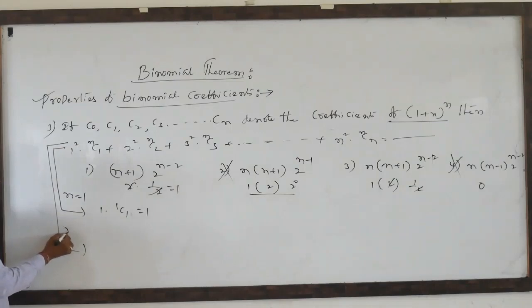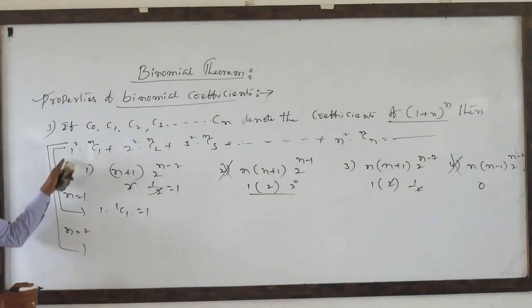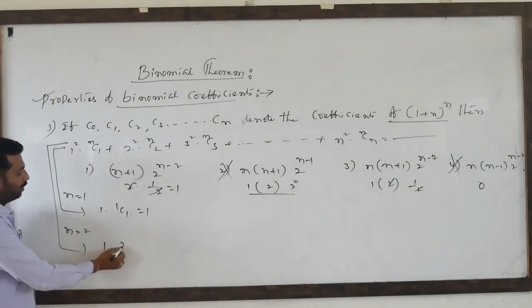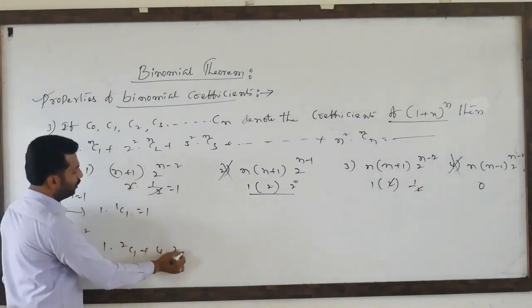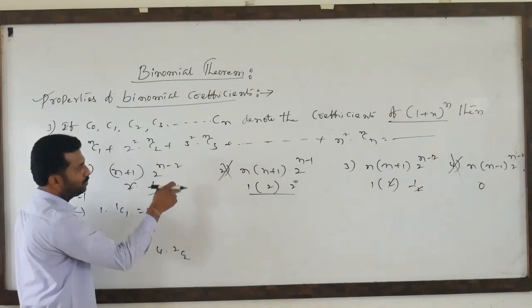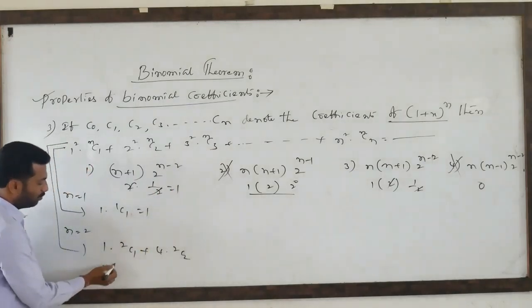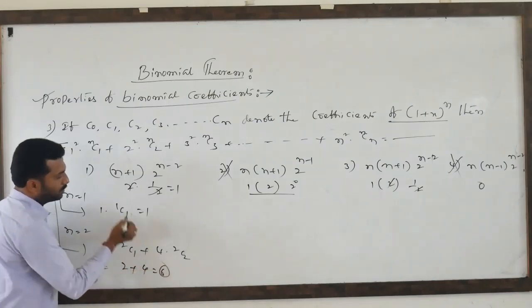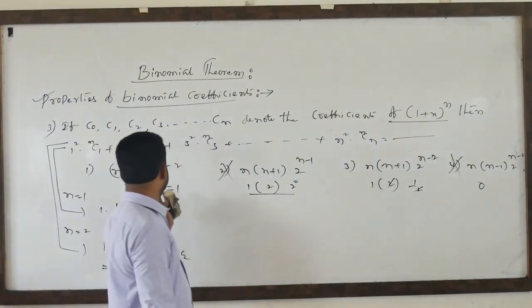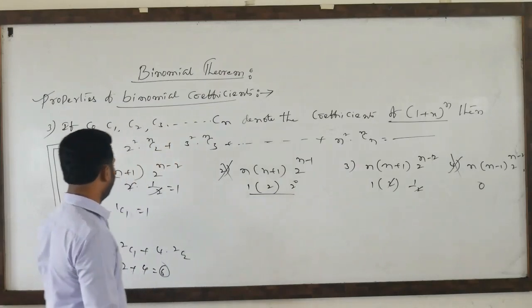Now we substitute n equal to 2. n equal to 2 means 1 square is 1, 2C1 into 2 square means 4. This is 2C2; 2C3 is not possible. We will simplify. 2C1 means 2, plus 4, that is 6. In these 2 options, the first and third, where will you get 6?